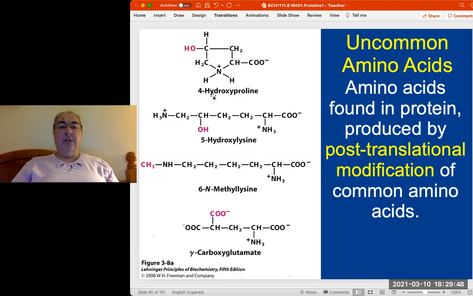So 4-hydroxyproline has a hydroxyl group added to carbon 4. 5-hydroxylysine has a hydroxyl group added to carbon 5. Okay, and so on. So this is post-translational modification of common amino acids to produce a variation in the amino acids found in proteins.